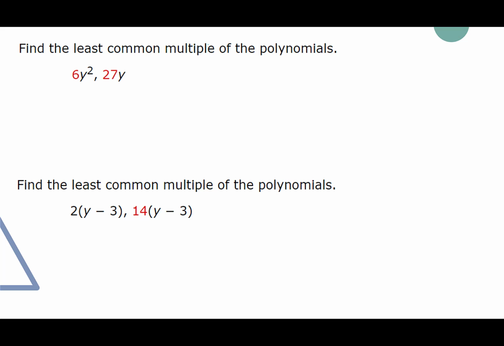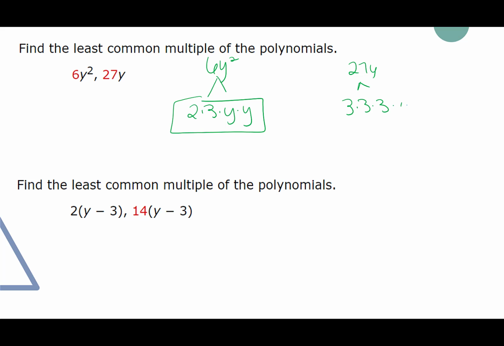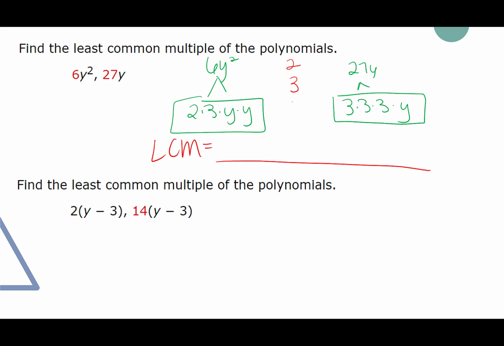So one method of finding the least common multiple is to make a factor tree of each term. So 6y squared would be 2 times 3 times y times y, and 27y would be 3 times 3 times 3 times y. And then from here, we're going to build the LCM. So LCM, and we look at each factor, each number that's represented, and we select which prime factorization uses that number the most. So for example, we have the individual numbers 2, 3, and y.